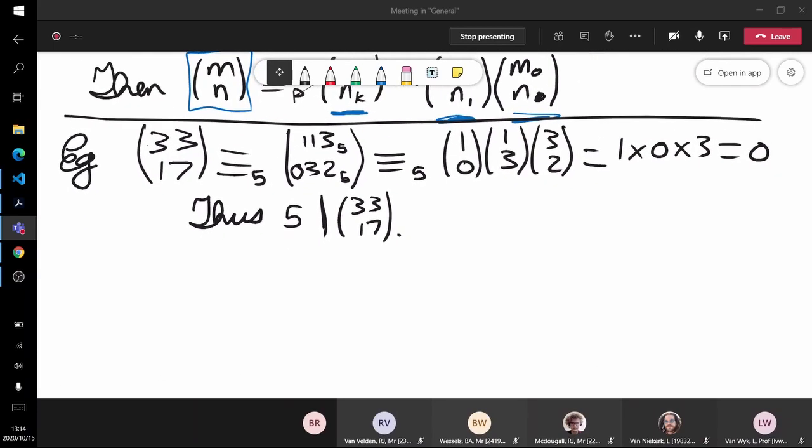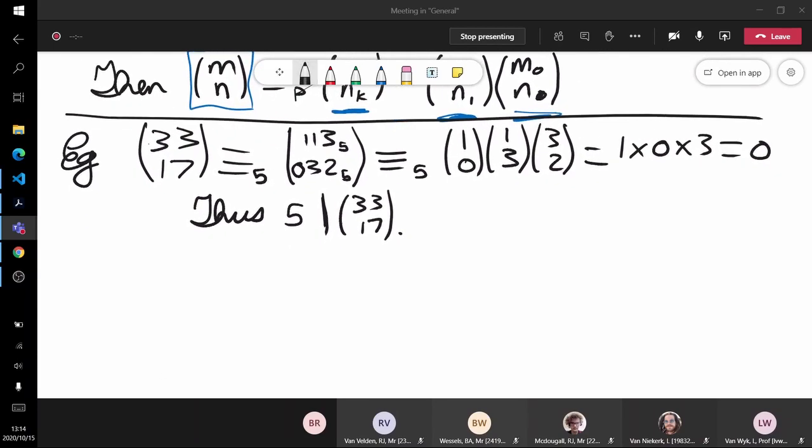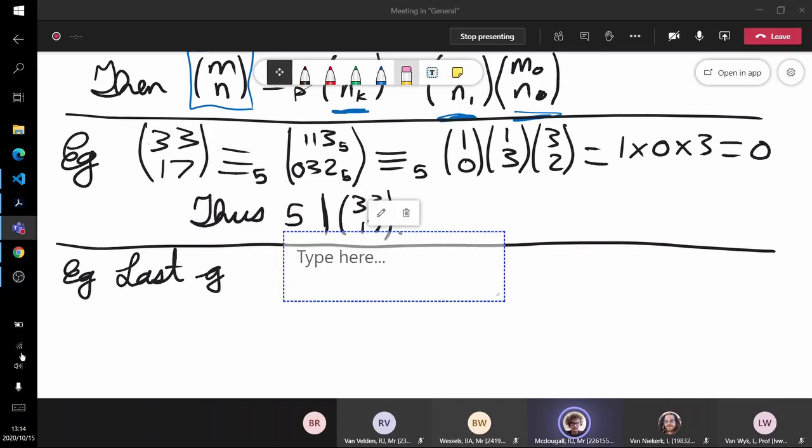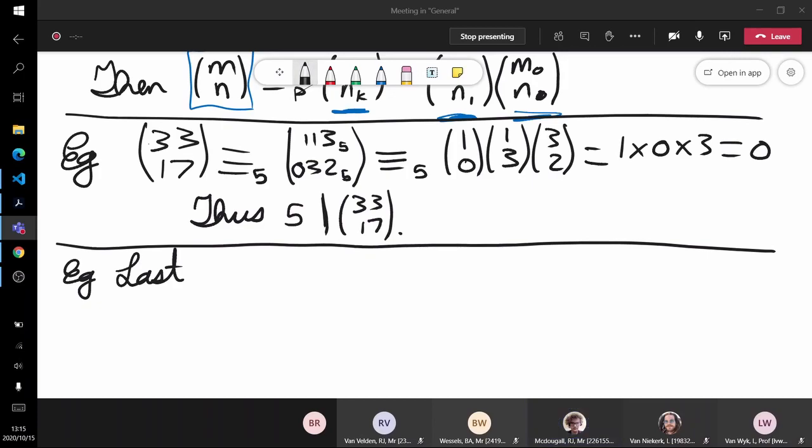Let's do another example. Let's have maybe two 3-digit numbers. How about 3, 2, 1, and 1, 2, 3. Okay. So now we're asking, what is the last digit of 321 choose 123?